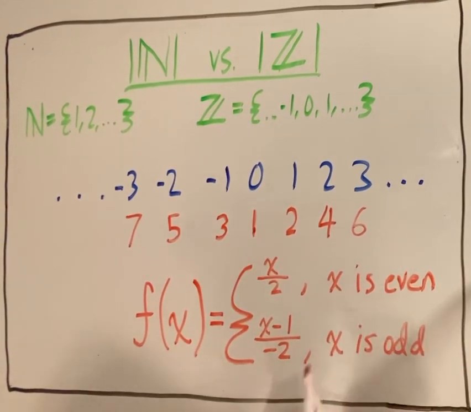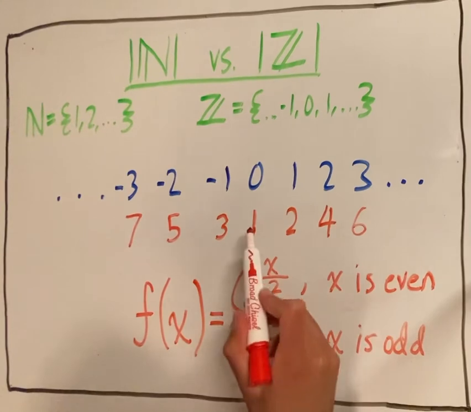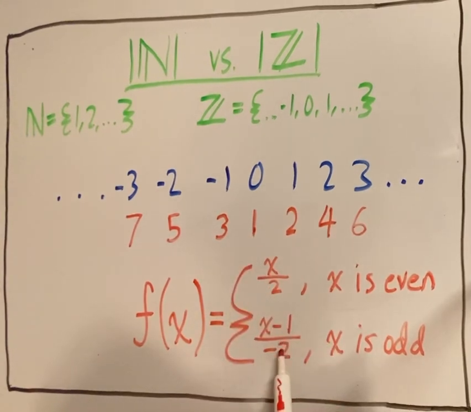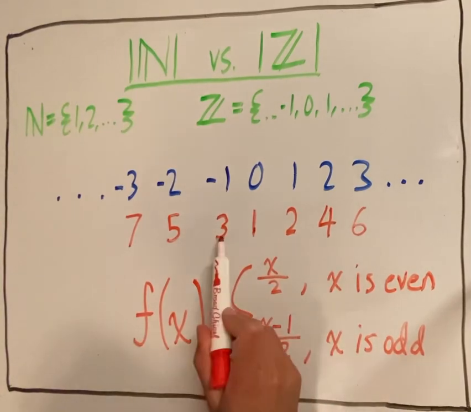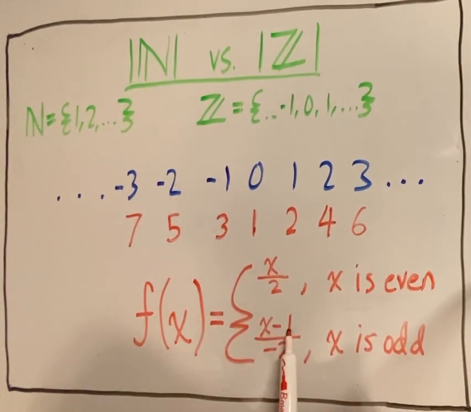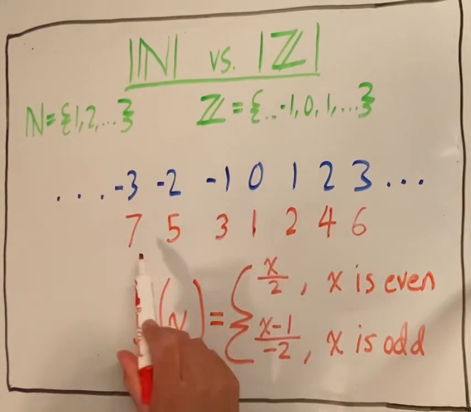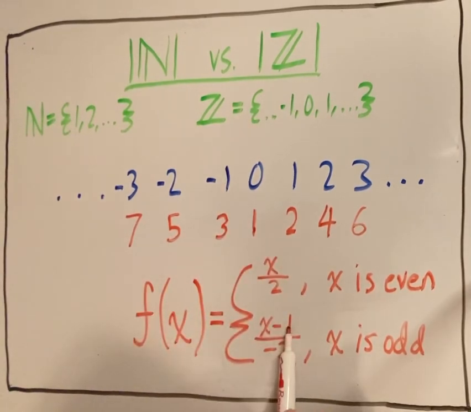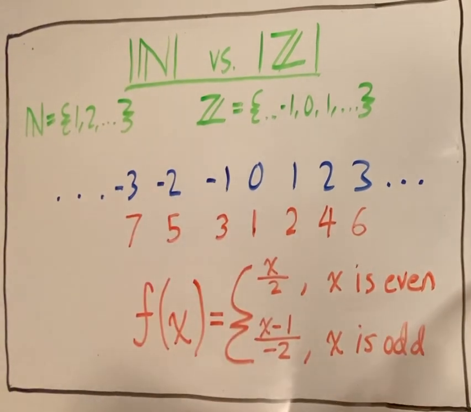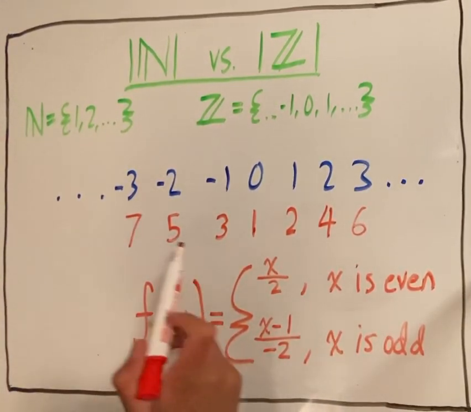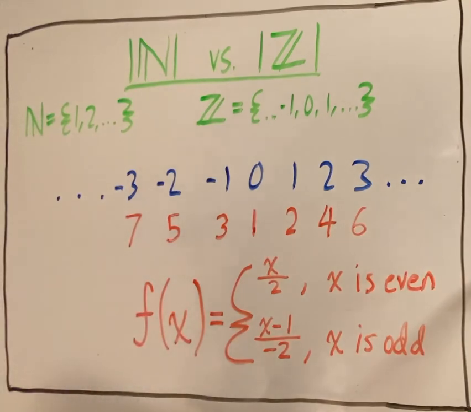And so let's just see that this works. So 1 minus 1 is 0, divided by -2 is still 0, so 1 maps to 0, that's correct. 3 minus 1 equals 2, divided by -2 equals -1, so that worked as well. 5 minus 1 equals 4, divided by -2 equals -2, and that works. And you can see that this is going to continue to work for all of the odd numbers and continue to represent all of the mappings over here.